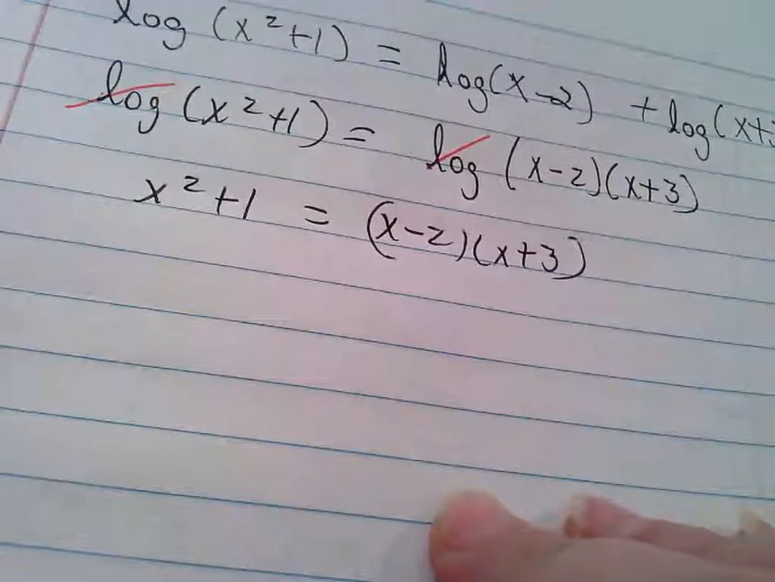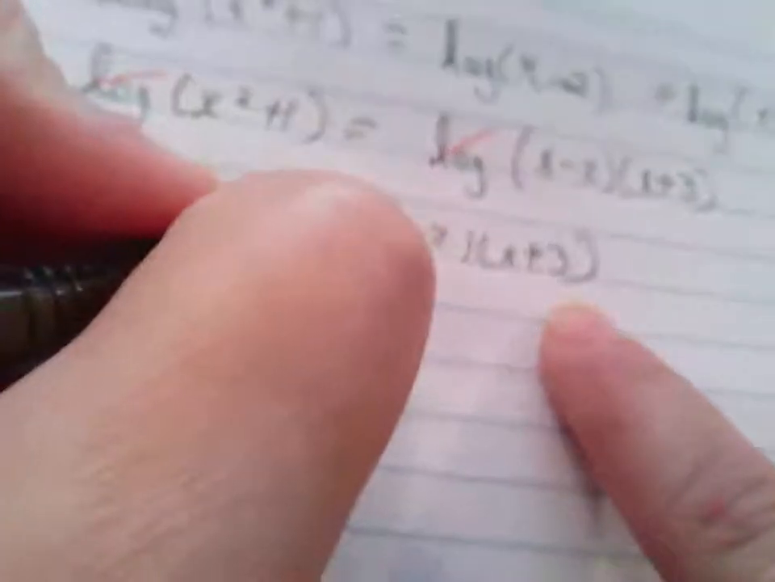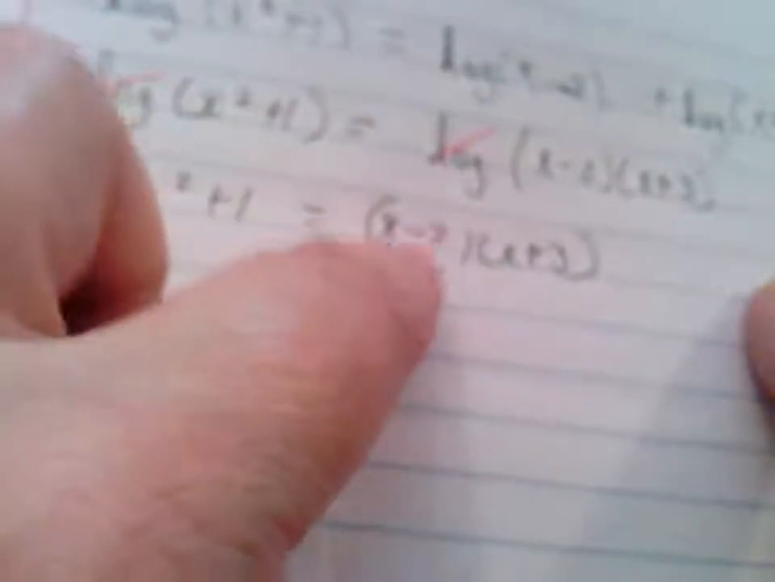So I'm going to solve this. Just trust me, it's not going to be as ugly as it looks. I'm going to do the FOIL method, or distribute twice, whichever way you need to multiply this binomial times this binomial. x times x is x squared. x times 3 is 3x. Negative 2 times x gives me minus 2x. Negative 2 times 3 gives me negative 6.